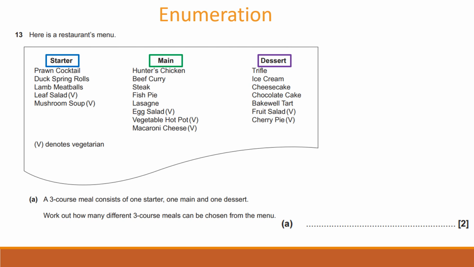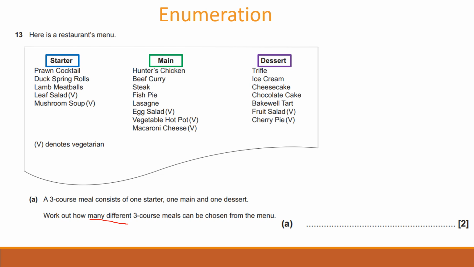3-course meal. So could you have a prawn cocktail for a starter, the hunter's chicken and a trifle as one option? But you could have the prawn cocktail, hunter's chicken and the ice cream. You could also have prawn cocktail, hunter's chicken, then cheesecake. And you can keep going like this until we get all the different options. The question is asking how many different 3-course meals can be chosen from the menu. So we've got to work out all the different ways which we can have as a different choice.